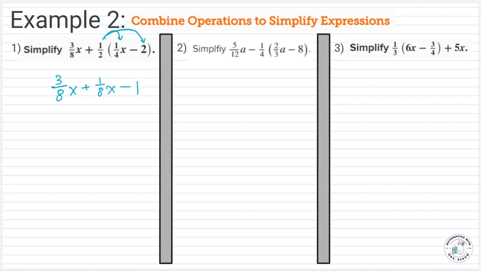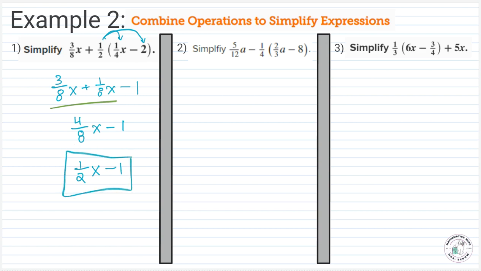And then now we're going to combine our like terms, and this is super nice because these already have a common denominator. So 3/8 plus 1/8 will just be 4/8. And then we just got to make sure our variable's on the end there, minus 1. Anytime you can simplify your fractions, make sure you're simplifying them. So 4/8, that is the same as 1/2. So we got 1/2 x minus 1. And then that's my final answer there.